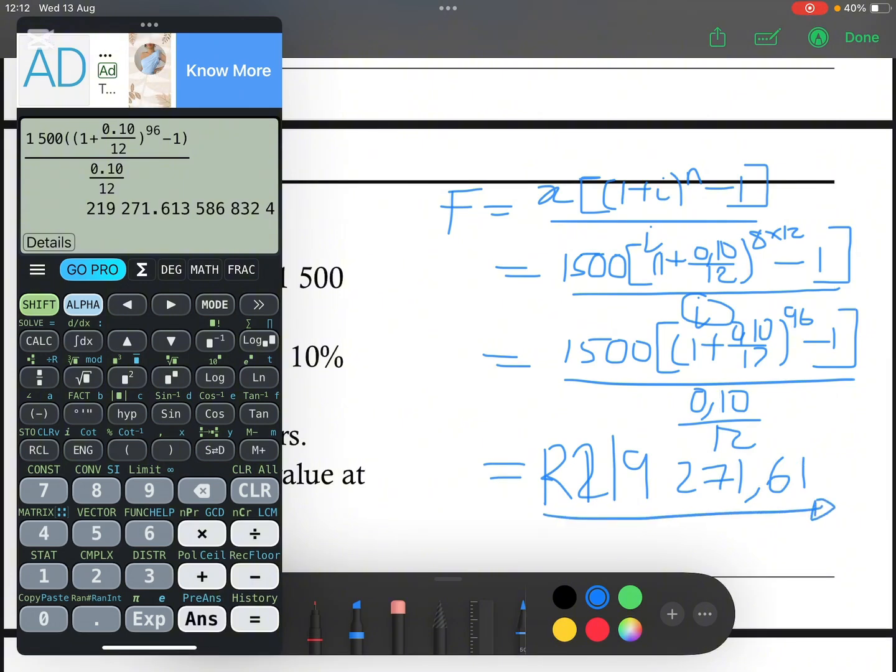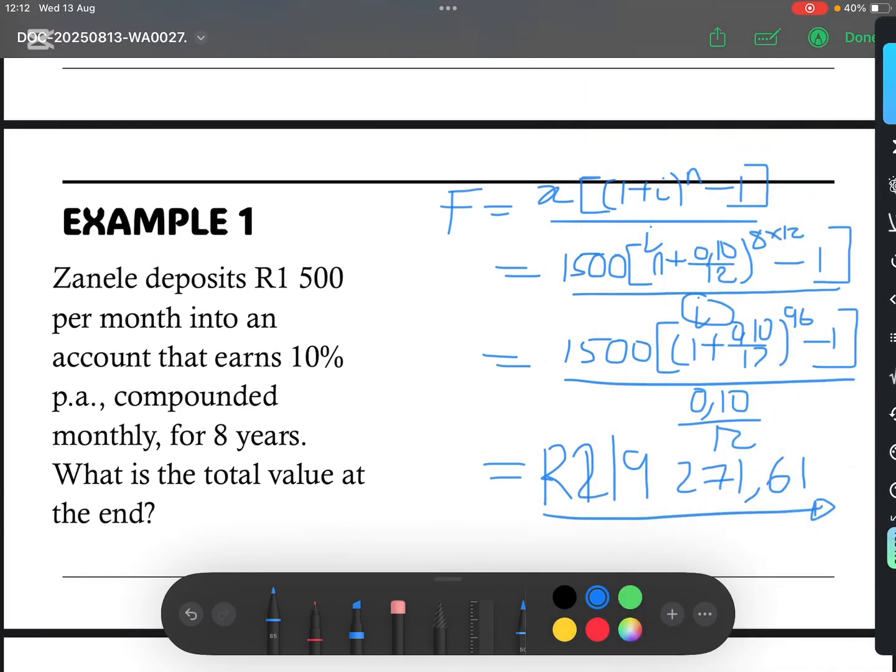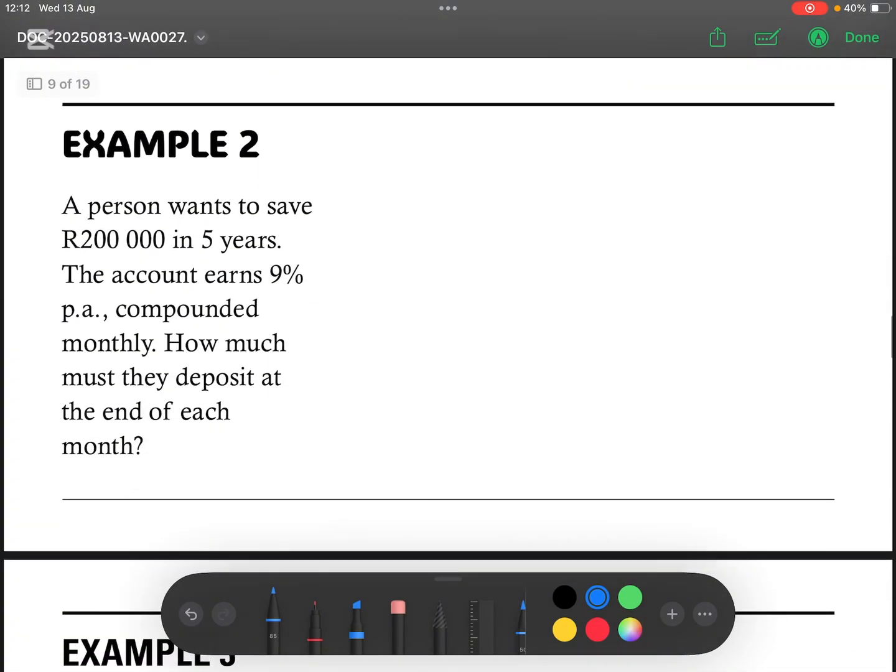219,271.61. So this is the amount of money that he's going to accumulate after an 8-year period if he invests 1,500 every month at an interest rate of 10%. So now this is the future value. That is the amount of money that she's going to get at the end of 8 years, right?